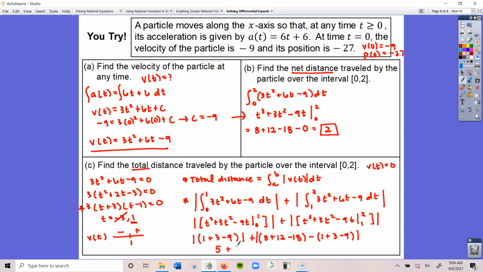Plus, then here we have 8 plus 12, which is 20, minus 18, which is 2, minus 1 plus 3 is 4, minus 9 is negative 5, so minus negative 5 becomes plus 5. So we get 5 plus 7, which is 12. And this would be my total distance. And that's basically it for solving this problem.